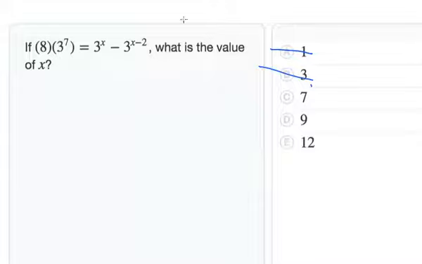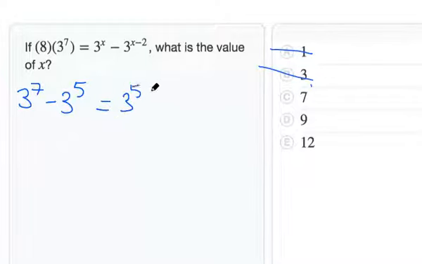Our next answer choice is if x is equal to 7. So plugging in when x is 7, we have a 3 to the 7th minus 3 to the 5th. And instead of multiplying these guys out, they're going to be large numbers, so that's kind of a waste of time for us to do on the test. We can use a little bit of algebra here. These two terms have 3 to the 5th in common, so we can go ahead and factor that out of both of these terms.